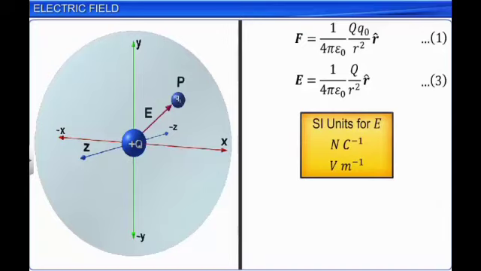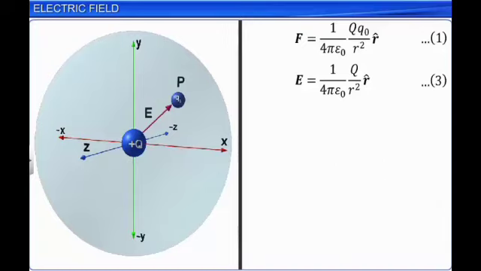From equations 1 and 3, the force on the charge Q0 can now be expressed as F is equal to Q0 E. Let this be equation 4. Hence, we can write the electric field strength at P as E is equal to F by Q0. Let this be equation 5.